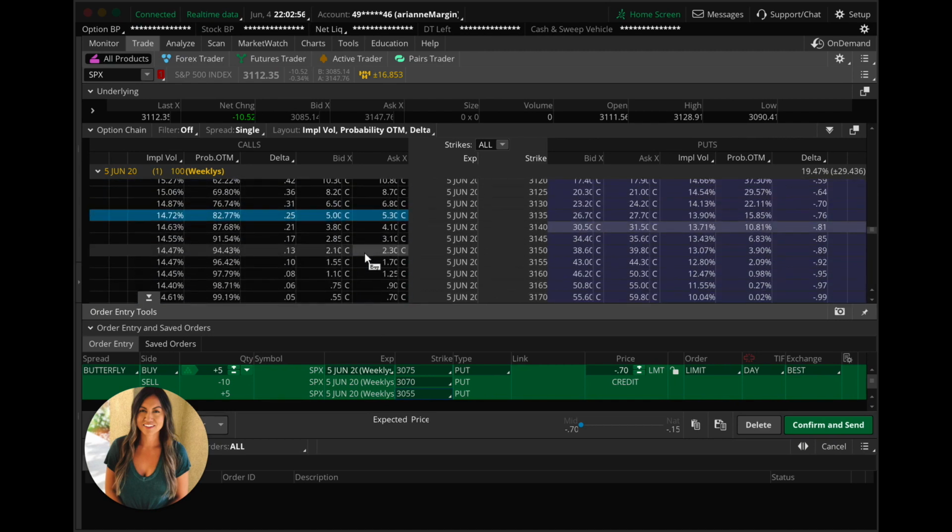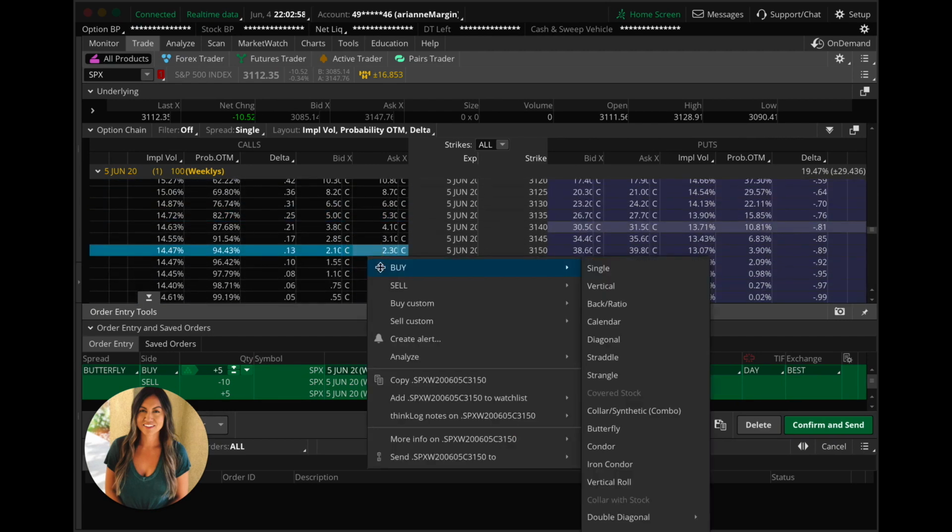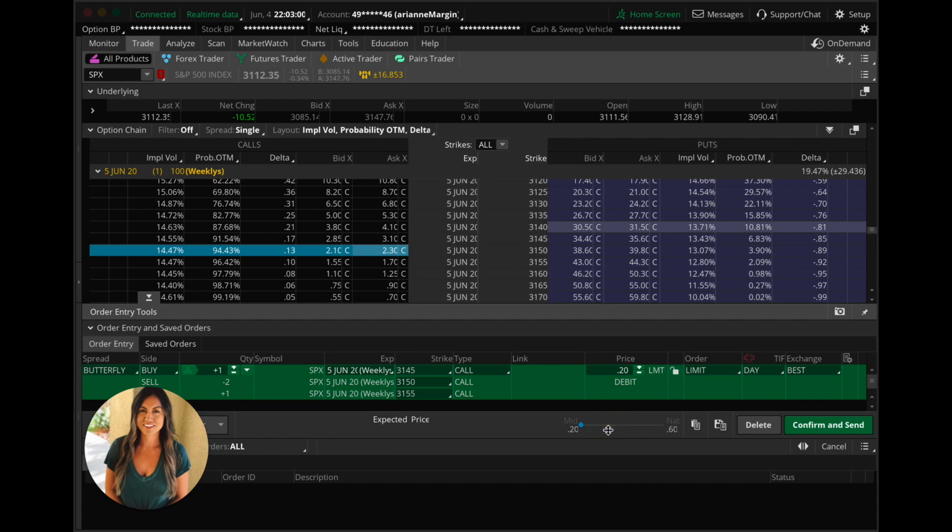And on the call side is the same. So buy, butterfly, find the further away from the money strike, and skip. Oops. Try that again. 31.55. So you'd go down to 31.60 or 31.65 and find that credit.